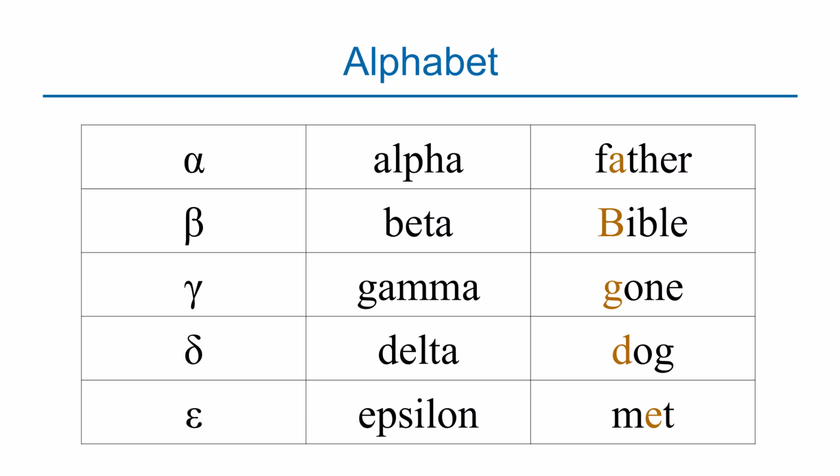In fact, that's why the Bible says Alpha and Omega, because the first letter of the Greek alphabet is Alpha and the last one is Omega. And so you have Alpha, Beta, Gamma, Delta, Epsilon. Let me show you how these are written as individual letters.